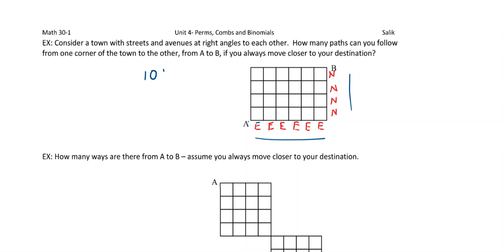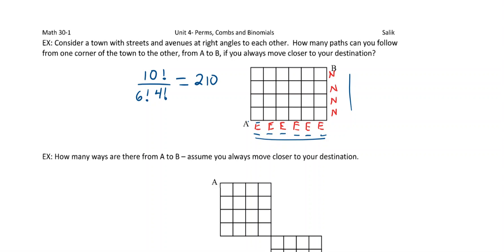So I can say 10 factorial. And then what I'm going to do is I'm actually just going to divide by the repeats. Can you guys see that the E's are all repeats, right? They're all exactly the same. This is like the same concept as having all the same letters. So if I want the number of ways, I'm going to go 10 factorial. And I'm going to divide by, in this case, 6 factorial, because there's 6 E's, and then 4 factorial, because there's 4 norths. And that should give me my answer. So that is 210.